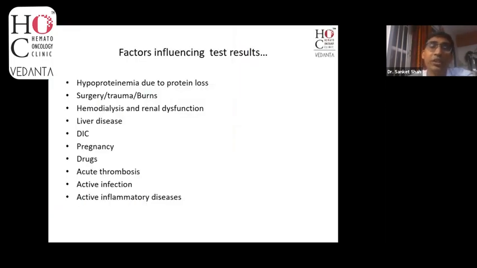Now, factors which can influence the test result. We need to keep this in mind when we are ordering a test. Hypoproteinemia due to protein loss, surgery, trauma, burns, hemodialysis and renal dysfunction, liver disease, DIC, pregnancy, drugs, acute thrombosis, any active infection, and even active inflammatory disease. All these factors can affect the test results.